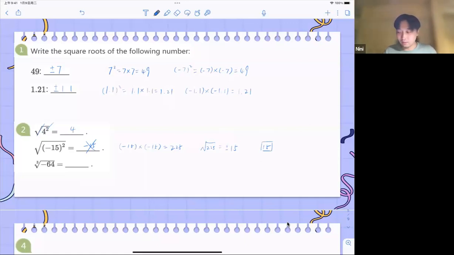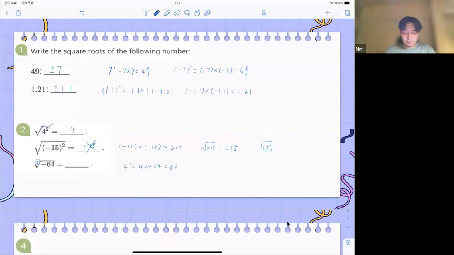So the answer for this one is 15. Okay, let's move on to our next one. So please note that the index here is 3. So that means you're thinking about which number to the power of 3 is equal to 64. So let's try 4, right? So 4 to the power of 3 is equal to 4 multiplied by 4, and then multiplied by 4. And that is 64, right?